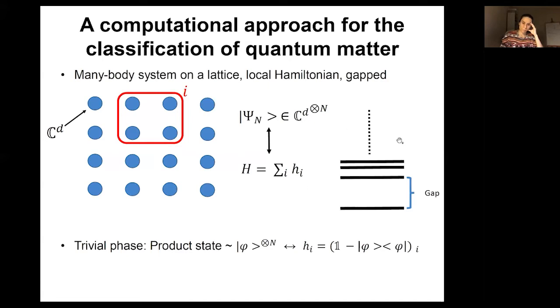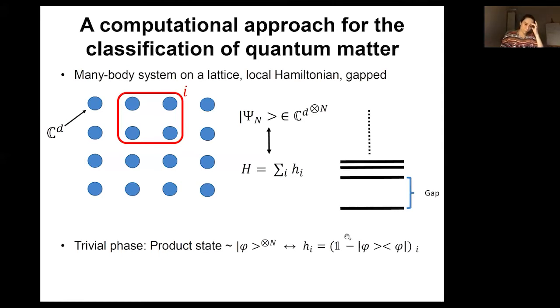By gapped, we mean that when you increase the system size N, the energy difference between the first excited state and the ground state does not decrease to 0. It stops somewhere, so there is a non-zero difference between these two energies. This is basically what people like to call the mass gap. That leads to exponential decay of correlations. But let's not go in there.